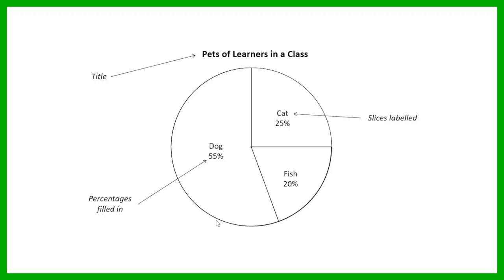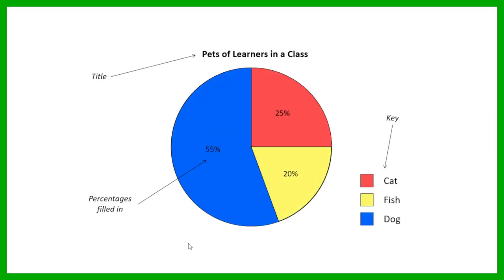Now this can be done in two ways depending on how you are doing your pie chart. If you're doing it in black and white like this, then you can just label them by writing the name inside the slice. Otherwise, if you're using color like this, you can choose to do a key instead, where you show on the side what each color represents. So that's entirely up to you.